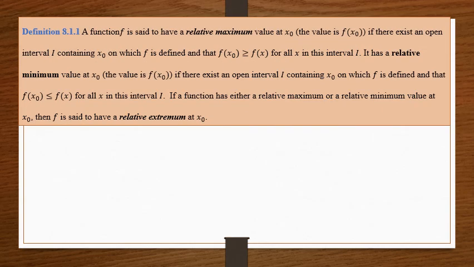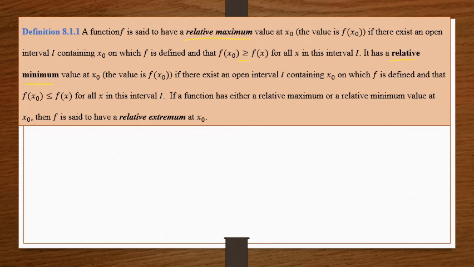A function f is said to have a relative maximum value at x sub o. The value is f of x sub o if there exists an open interval I containing the x sub o on which f is defined and that f of x sub o is greater than or equal to f of x for all x in this interval. So, kaya nga siya greater than because ang function f doon natin dito is said to have a relative maximum, which means greater than.